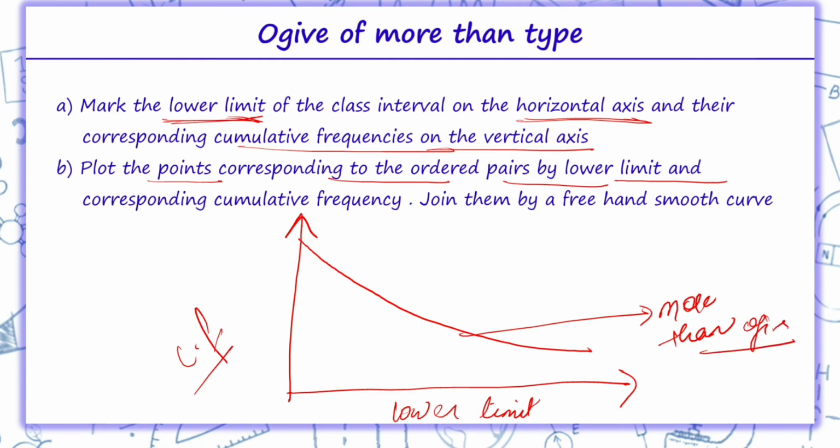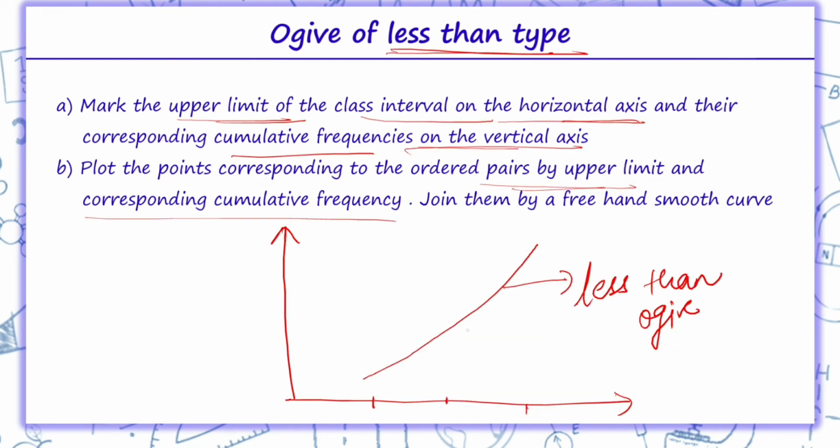Sometimes what happens, they ask to find the median through a graph only. In that case, we have to draw this less than ogive and then we will find n by 2. We will locate this n by 2 on the y axis. Let us suppose we located it over here. Corresponding to this point we will draw a perpendicular line which will intersect the x axis over here. So, this point is then called the median. It is for the less than type ogive.